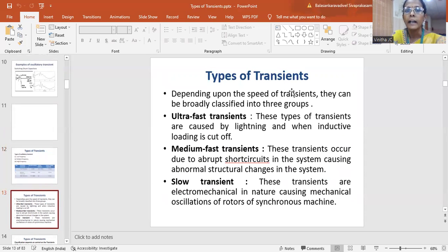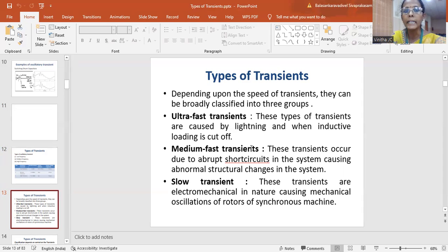And next one depends upon the speed of the transients. The transients are classified into 3 types: ultra fast transients, medium fast transients, and slow transients. So ultra fast, the speed of the transients will be very, very high. So for example, we can say lightning transients.